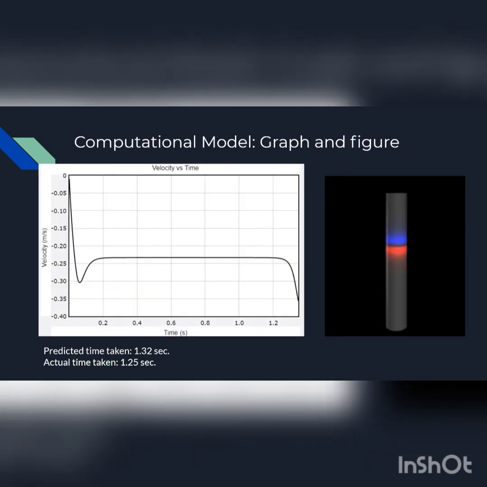So here's our computational model. On the right is a figure for the tube and the magnet, and on the left is the graph of velocity versus time of the bar magnet. As you can see, the forces are unbalanced in the first portion of the graph when the speed is increasing. The forces are further unbalanced in the opposite direction when the speed is decreasing. The forces balance just for a second for that portion of the graph. Finally, the forces are unbalanced again as the speed increases. On the bottom, you can see that the predicted time taken was 1.32 seconds when the actual time taken was 1.25 seconds.